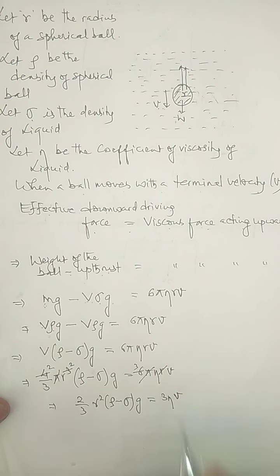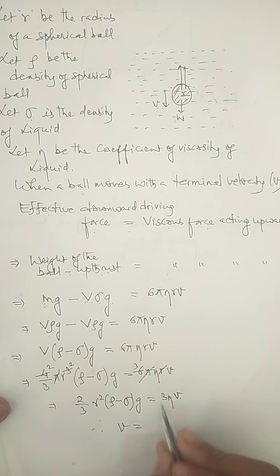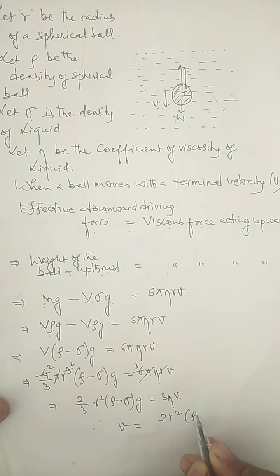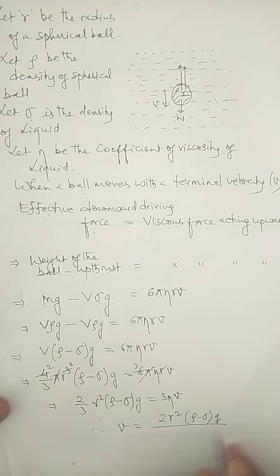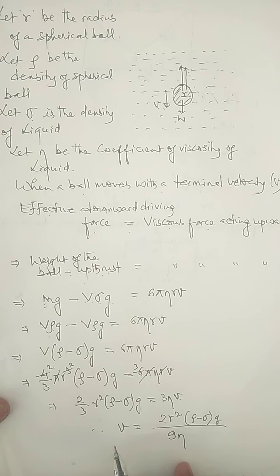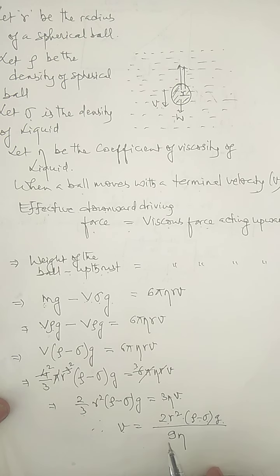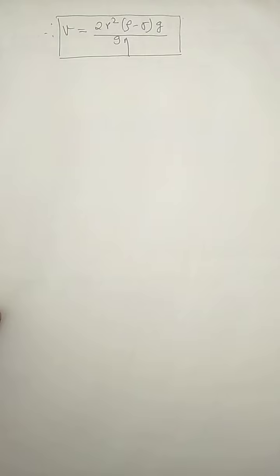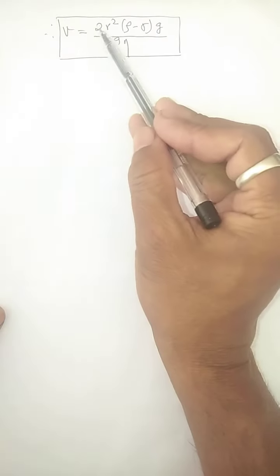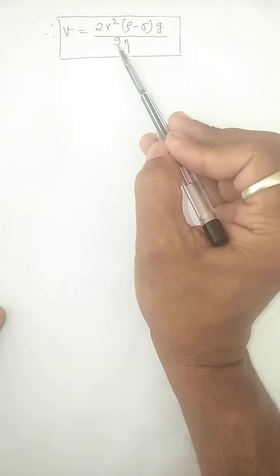See, 3 eta v. But actually I am making v the subject. If I make v the subject, then this 3 eta will go in the denominator. So I write 2 r square (rho minus sigma) g divided by 3, and 3 multiplied is 9, and eta will go down. So you can see the expression v equals 2 r square (rho minus sigma) g by 9 eta. So finally, the expression of terminal velocity that we measured is v equals 2 r square (rho minus sigma) g by 9 eta.